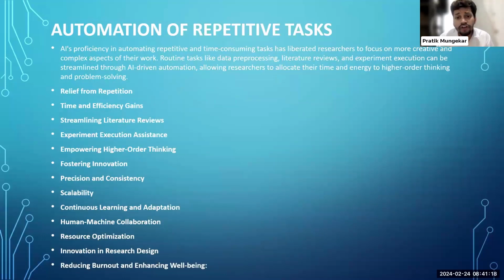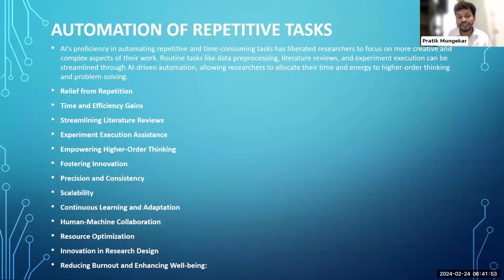Next is automation of repetitive tasks. So, AI's proficiency in automating repetitive and time-consuming tasks has liberated researchers to focus on more creative and complex aspects of their work. Routine tasks like data pre-processing, literature reviews, and experiment execution can be streamlined through AI-driven automation, allowing engineers and researchers to allocate their time and energy to higher-order, you can say, thinking and problem solving.